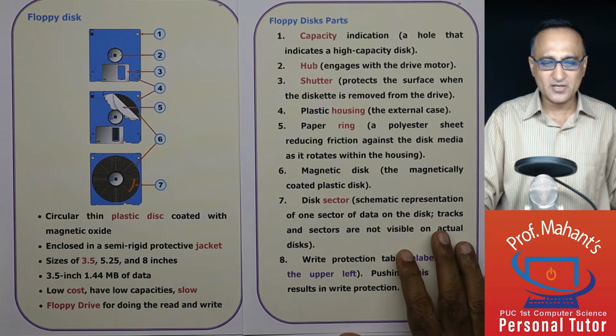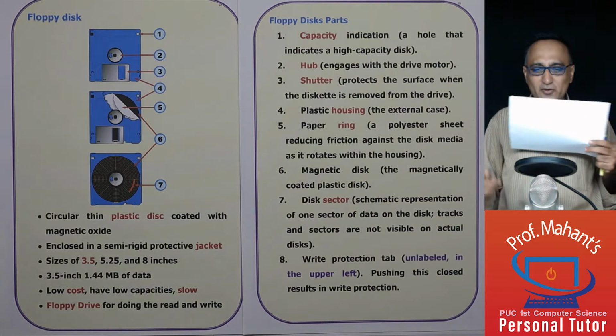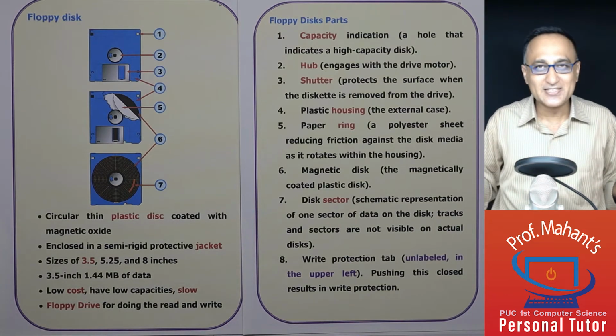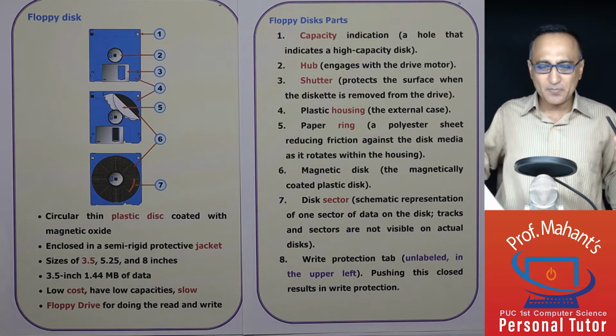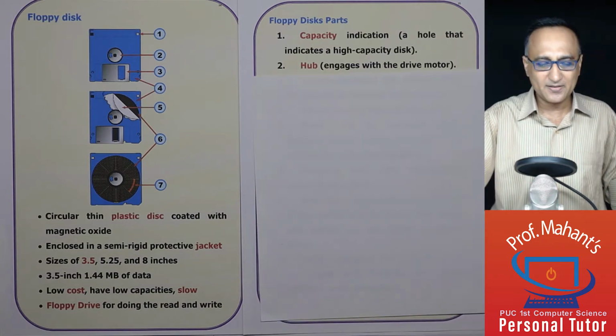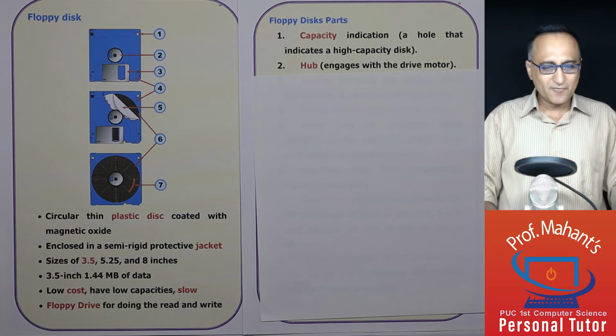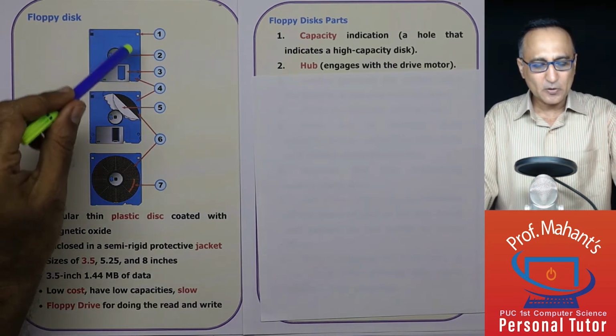This is about 25-30 years back. So you're fortunate you don't have to use the floppy disk because there were a lot of challenges and problems using this floppy disk. So I'll try to explain this floppy disk by going one part at a time. So what happens with the floppy disk is, this is the cover of the floppy disk.